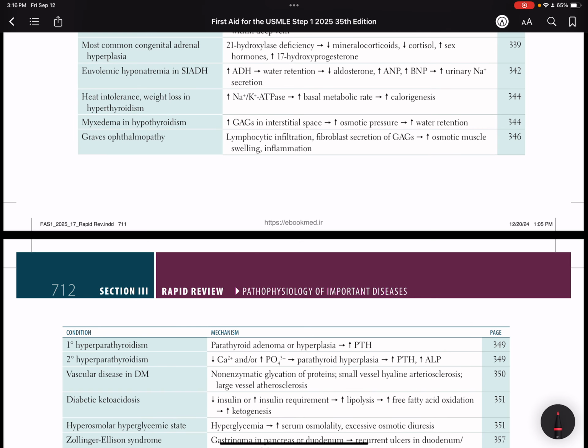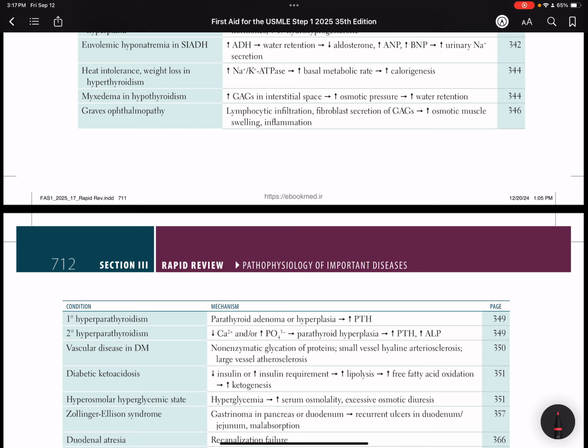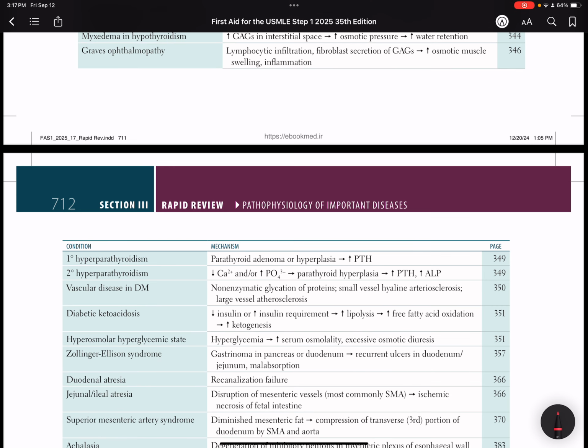What causes heat intolerance and weight loss in hyperthyroidism? Basically, you have increased sodium potassium ATPase, which leads to increased basal metabolic rate and calorigenesis. Myxedema in hypothyroidism is caused by increased GAGs in the interstitial space, causing increased osmotic pressure and increased water retention. Next condition is Graves' ophthalmopathy.